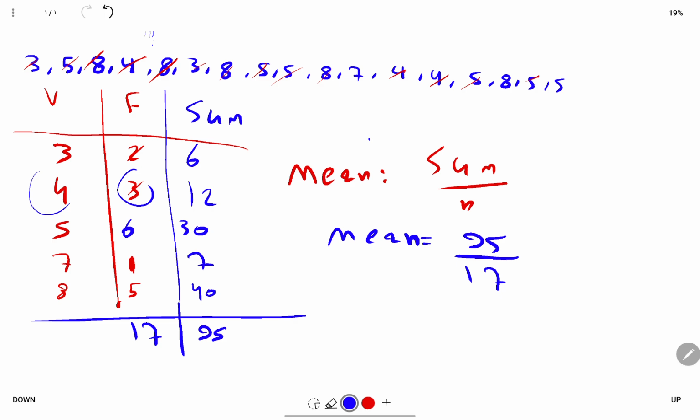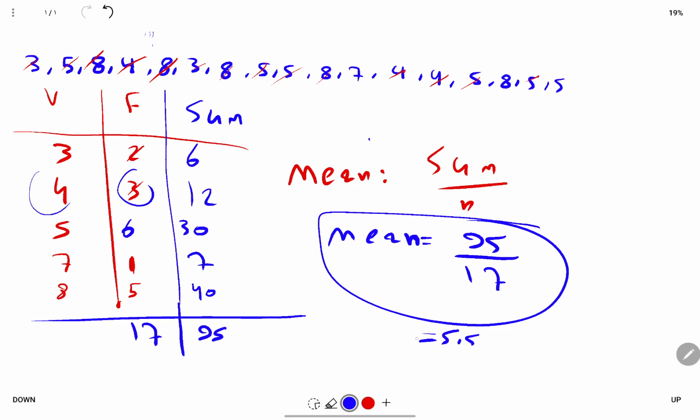95 divided by 17, so this is the mean. And 95 divided by 17 is approximately equal to 5.5. So this is the final answer.